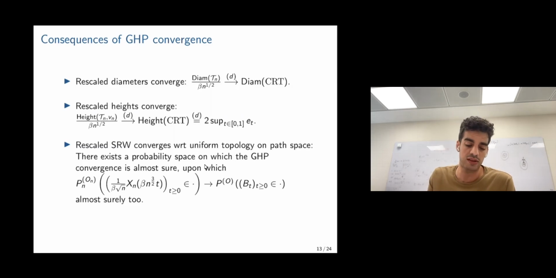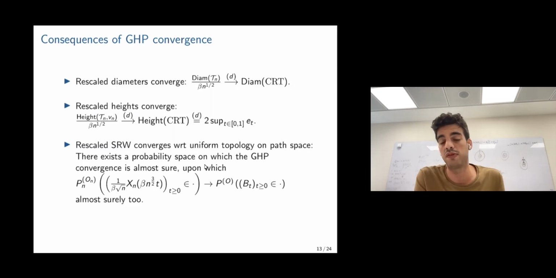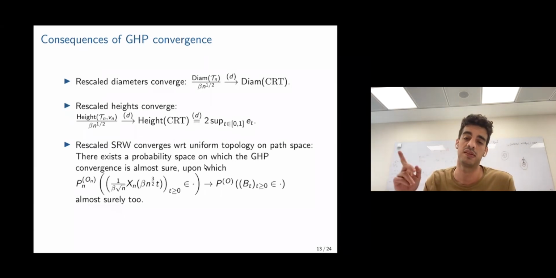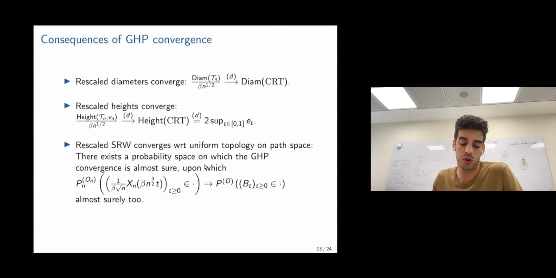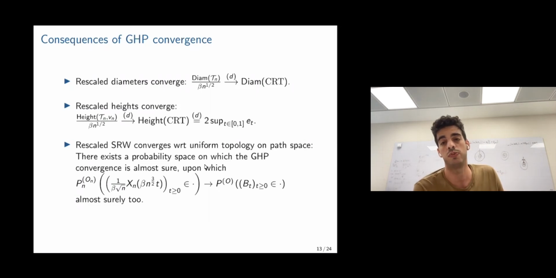The rescaled heights converge. If you pick a vertex randomly in Tn and look at the distance to the vertex farthest away from it, then this, as we scale it again using the same beta and square root n, converges to the height of the CRT, where we do the same. This height of the CRT has a nicer distribution. It's just twice the supremum of such an excursion. And we also have that rescaled simple random walks on the USTs converge to Brownian motion on the CRT.